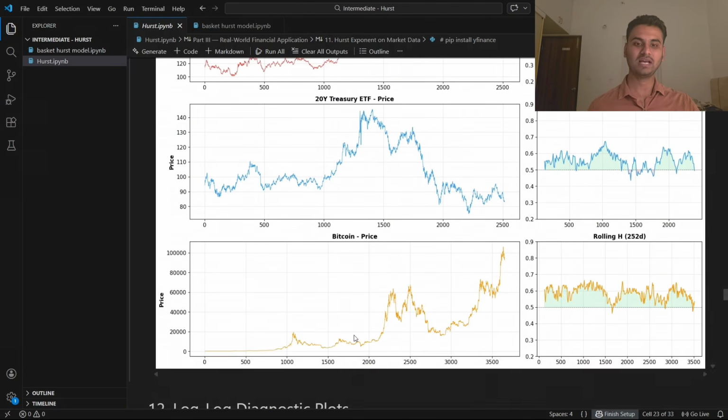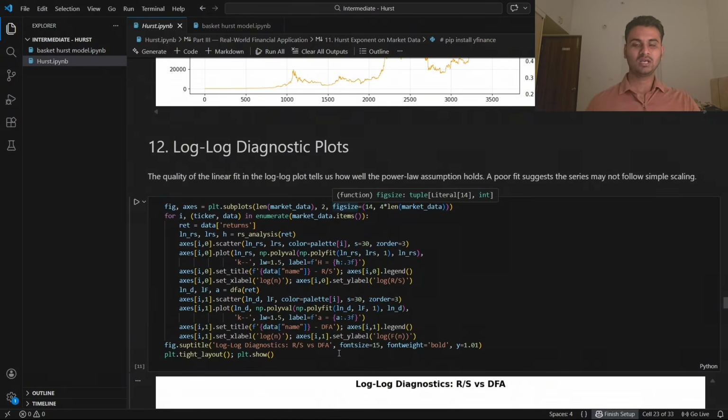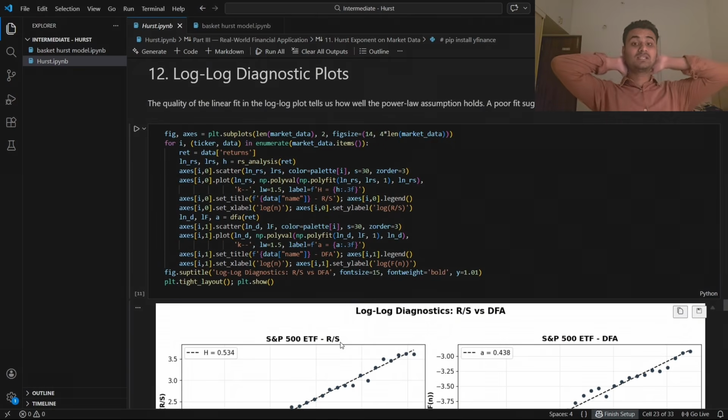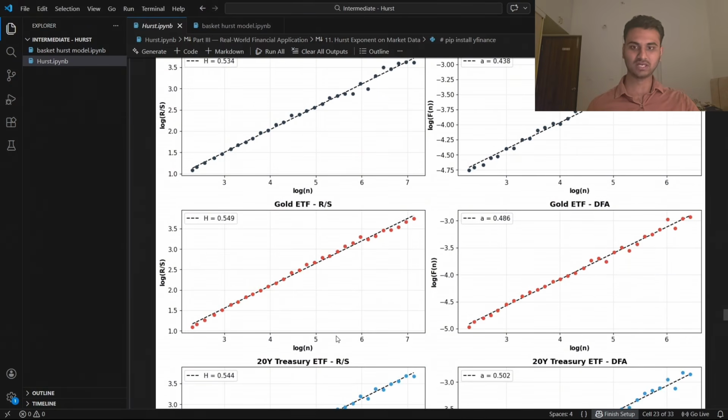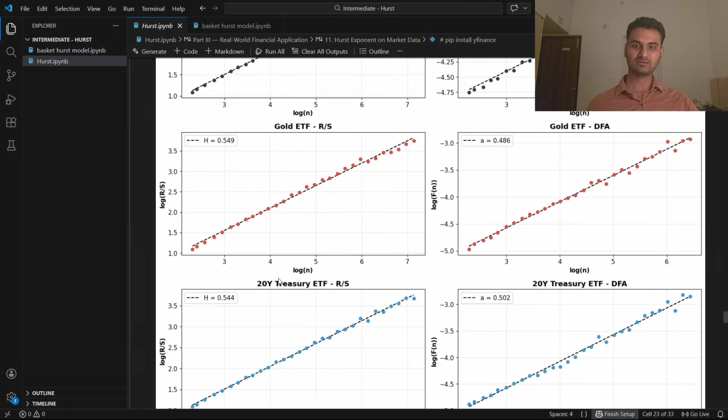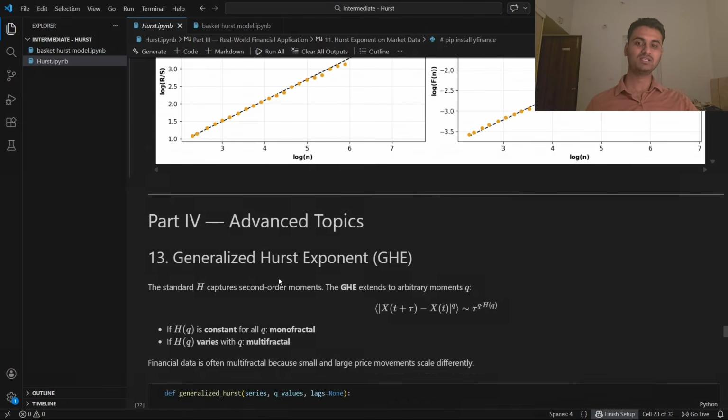Now the log-log diagnostic plots. The quality of the linear fit in the log-log plot tells us how well the power law assumption holds. A poor fit suggests the series may not follow simple scaling. Alright, so these are the visual graphs for that. You can go through these, and let's continue on to the advanced topics.